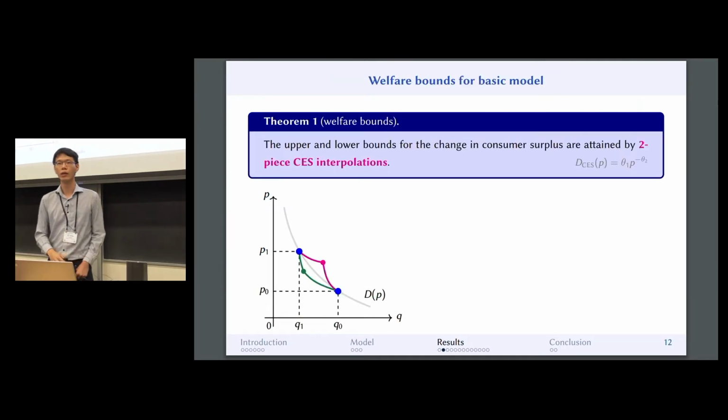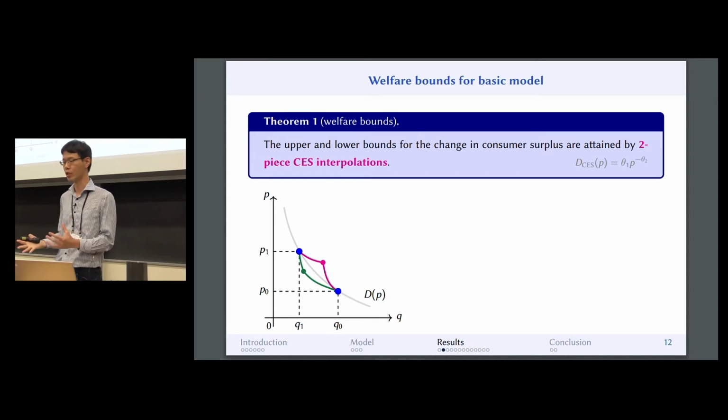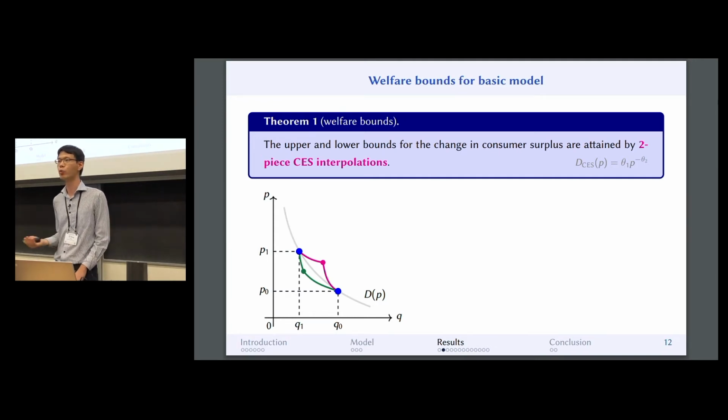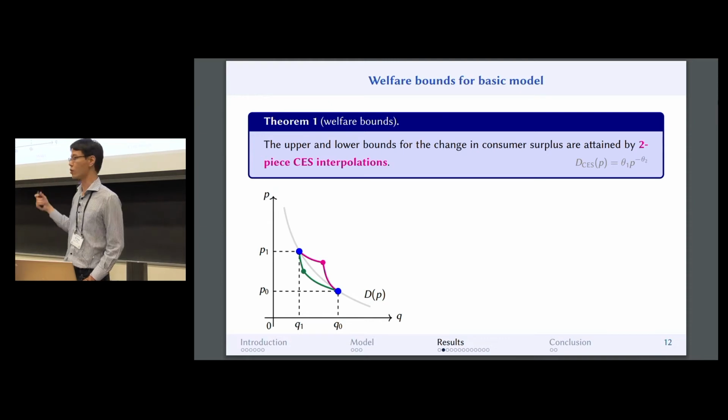Okay, so the theorem that we have here, in this particular assumption of elasticity ranging from epsilon lower bar to epsilon upper bar, is that the upper and lower bounds for the change in consumer surplus are attained by two-piece CES, constant elasticity of substitution, demand curves. Right? So what that looks like is going to be something like what you see.